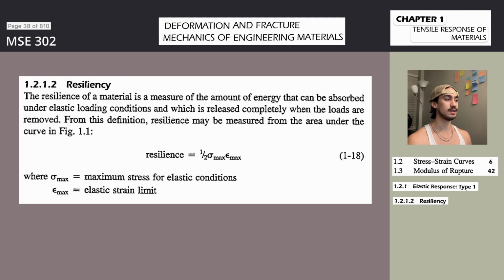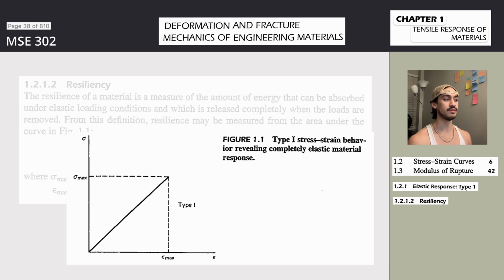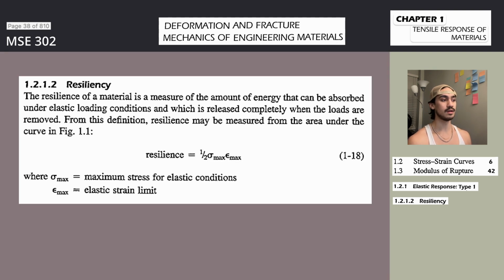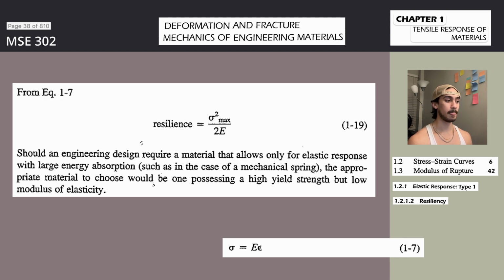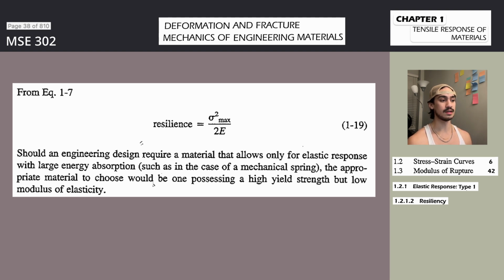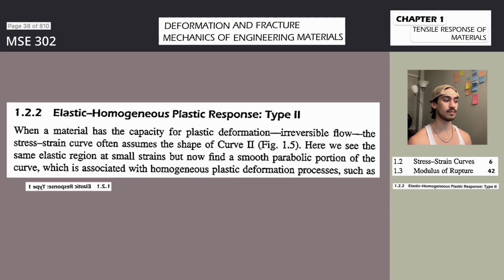1.2.1.2, resiliency. The resilience of a material is the measure of the amount of energy that can be absorbed under elastic loading conditions, and which is released completely when the loads are removed. From this definition, resilience may be measured from the area under the curve in figure 1.1. Equation 1-18, where sigma sub max is the maximum stress for elastic conditions, epsilon sub max is the elastic strain limit. From equation 1-7, we have equation 1-19. Should an engineering design require a material that allows only for elastic response with large energy absorption, such as in the case of a mechanical spring, the appropriate material to choose would be one possessing a very high yield strength with low modulus of elasticity.